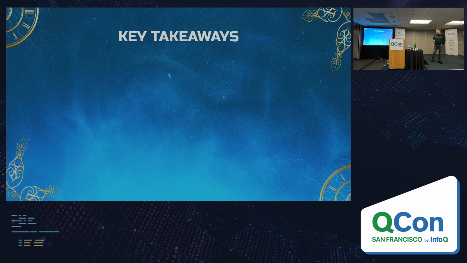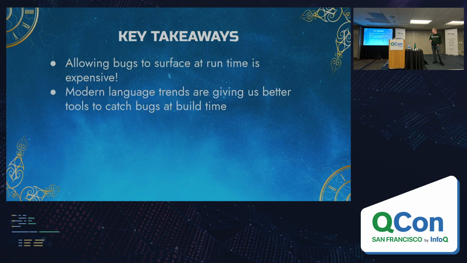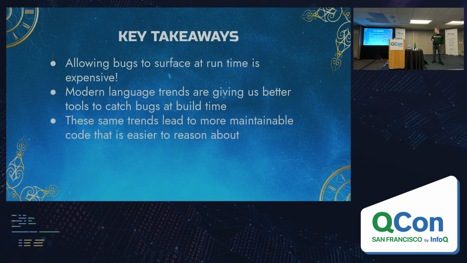Okay, so that's pretty much the end of my talk. Just gonna wrap up a little here. Key takeaways: allowing bugs to surface at runtime can be really expensive. That can put us on that alligator timeline that we're trying to avoid. Modern language trends are giving us really cool tools to catch bugs at build time instead of allowing ourselves to be subject to this problem.